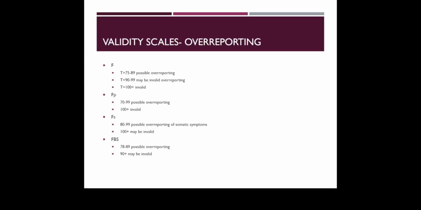Interestingly, FS and FBS, oh, I forgot that you can't see where I'm pointing with this version. FS and FBS are moderately correlated with each other, but they're not redundant. So one of the nice things about three is it's removed most of the item overlap here in the validity scales as well.